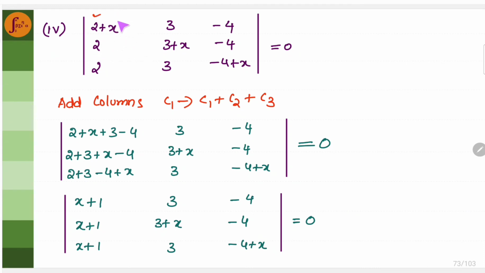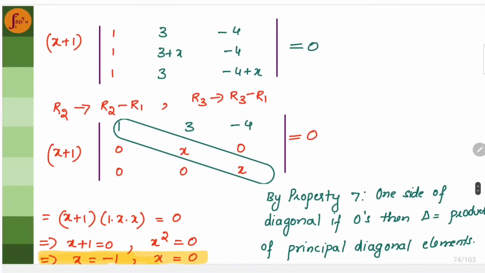So again, this is another related problem. If you see 2x, 3, 4, there is the same pattern, the same numbers are there. Add the columns, take the common factor, and then apply the row operation, make the elements zeros. Then get the determinant. Here, the determinant is the product of the elements, because on one side of the diagonal all are zeros by property 7. Now you will get x plus 1 into x square. Which means x plus 1 is equal to 0, x square is equal to 0, thereby x is equal to minus 1, x is equal to 0. Individually you have to find out the value of x.